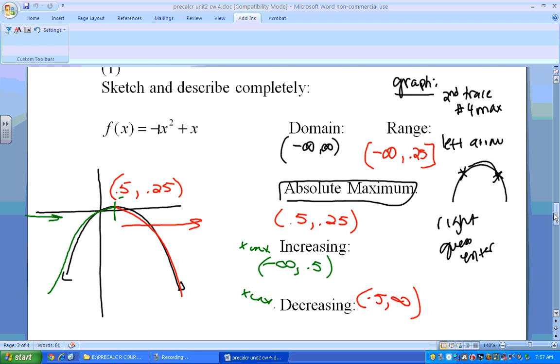That makes sense? I'm not going to scroll mine, I'm just going to go to the intercepts. We need to find an x-intercept, and we need to find a y-intercept.